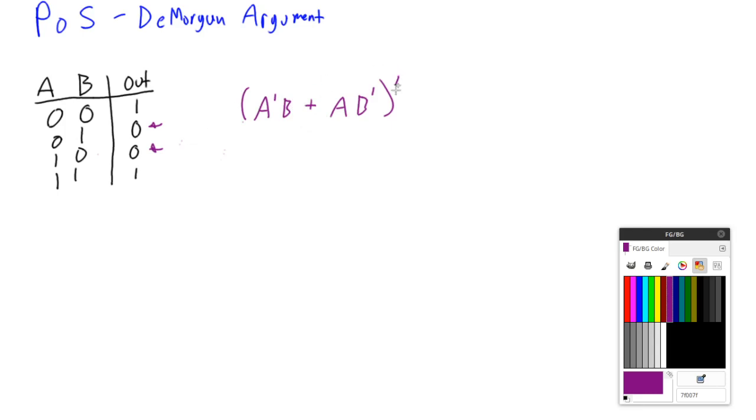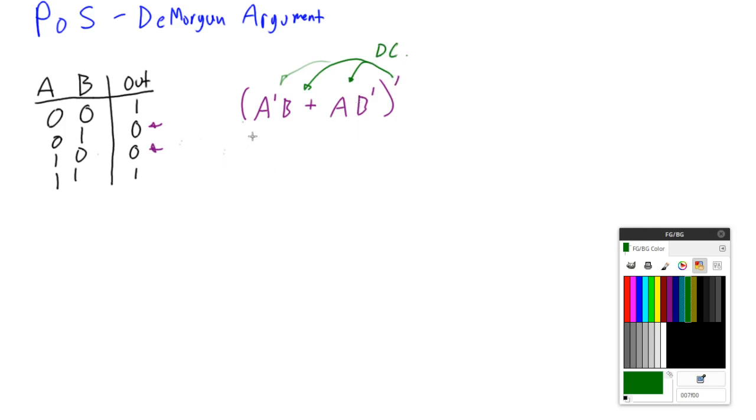But we usually don't like having this not on the end, or at least the way our canonical form for product of sums is stated. We want it to look like a product of sums, and right here it kind of looks like a sum of products inverted. So what we're actually going to do is distribute this not, or apply De Morgan's complement. We're going to apply De Morgan's complement and see what we end up with.